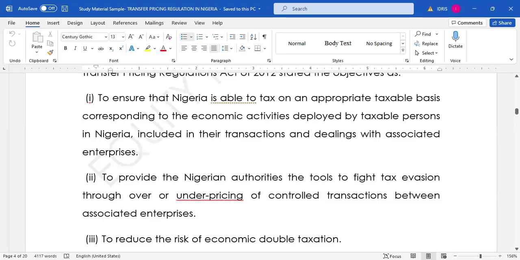What we are saying here is to ensure that every transaction that happens in Nigeria, we tax them appropriately. Those transactions should not be moved out of Nigeria through the back door or through transfer pricing arrangement without appropriate taxes.